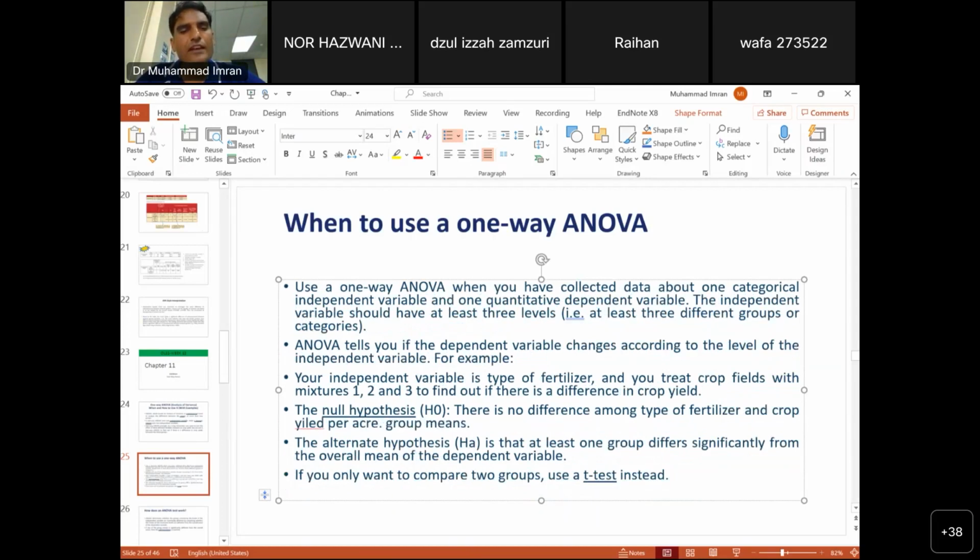So what will be the alternative hypothesis? Please suggest, group number 8. This is my null hypothesis: there is no difference among type of fertilizer and the crop yield per acre. Yield, the wrong spelling, Y-I-E-L-D. Okay. So please.